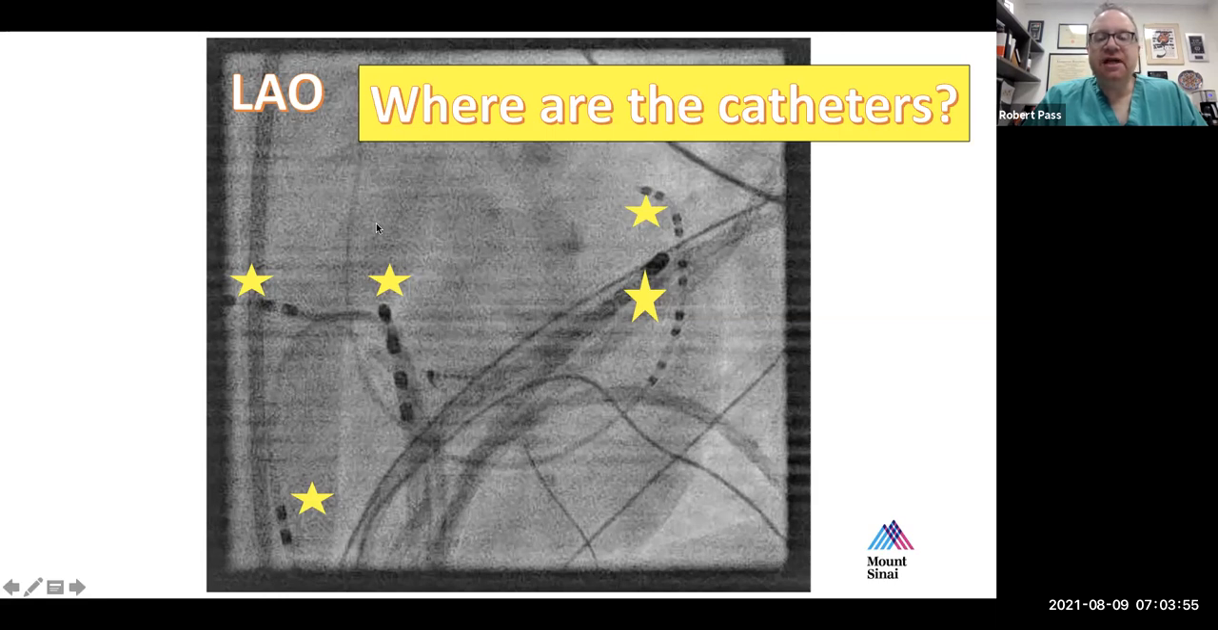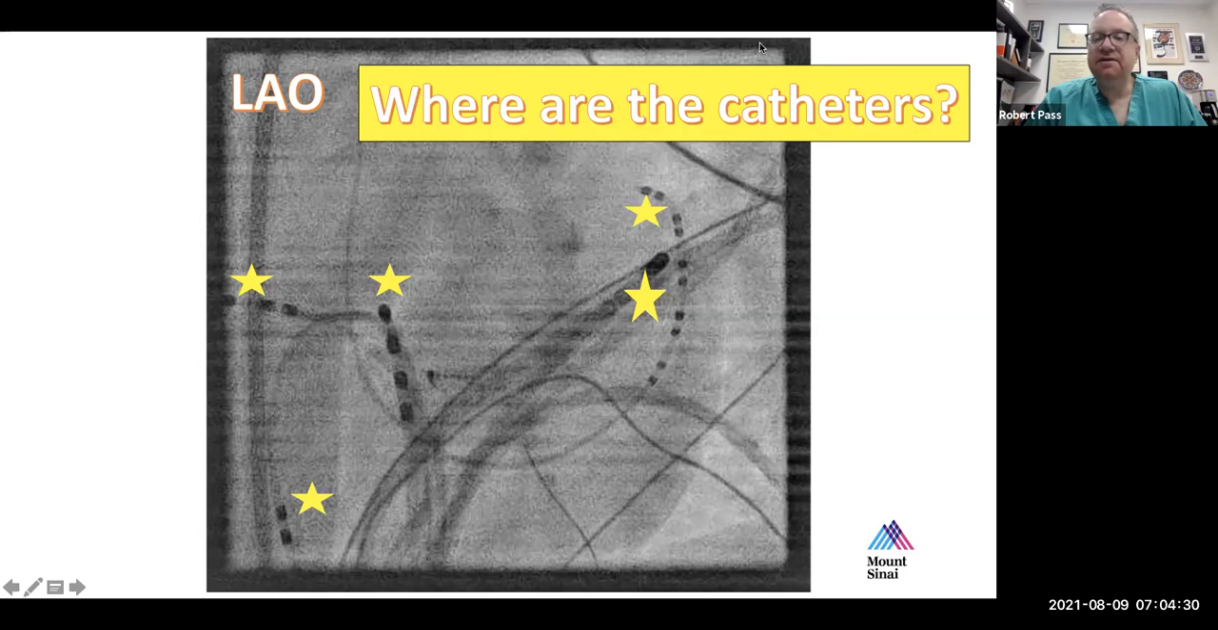So this is an LAO view of catheters in a patient having an ablation. The question I'm going to ask is, where are the catheters? Why don't we start with Tarek? Tarek, I'm going to just point to one of the stars here, and so maybe you can tell us what you think we're looking at here. So first of all, what is this catheter? Where is this sitting?